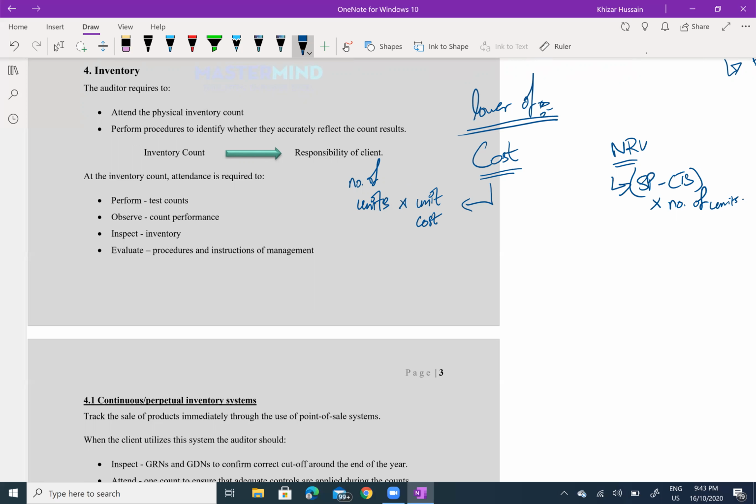All right. So what you have to understand in this case is number of units into unit cost, and NRV, which is selling price less cost to sell, into number of units. Again, within these, you have number of units to verify, which you do through what?